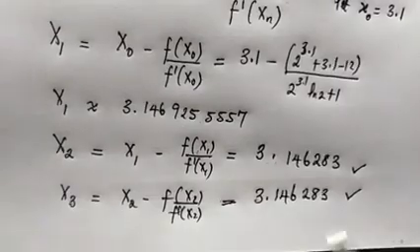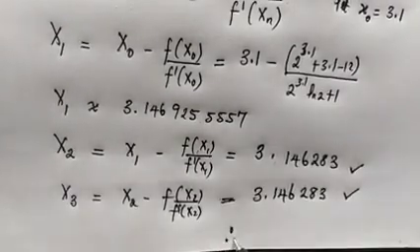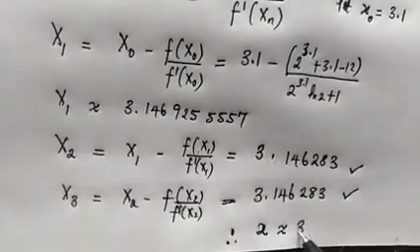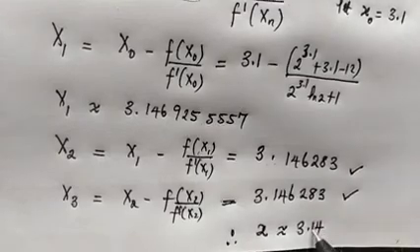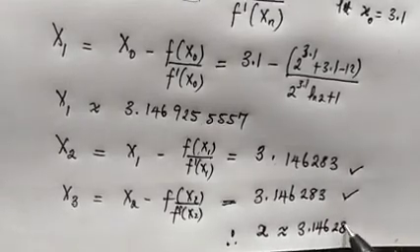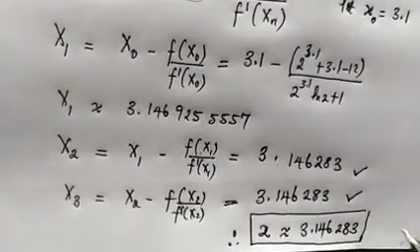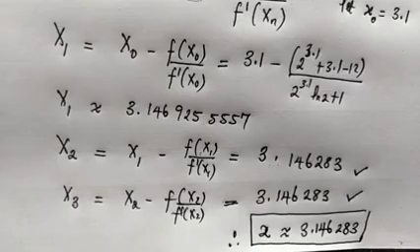So from here, we can say that in the original equation, the correct solution is approximately equal to 3.146283. This right over here is our solution using Newton's method.